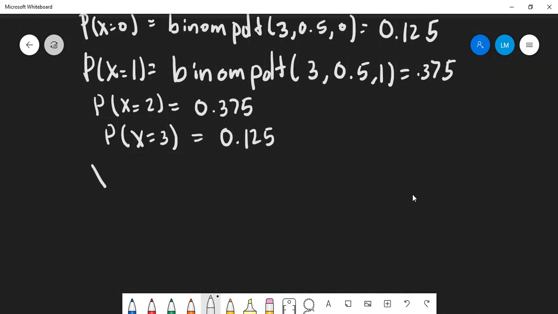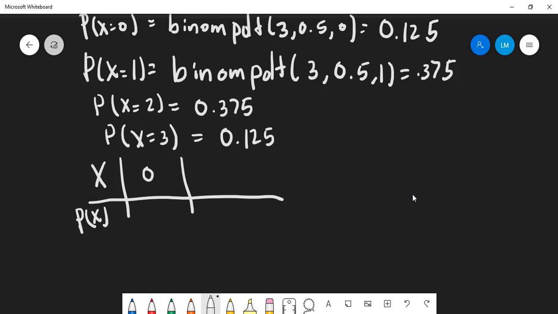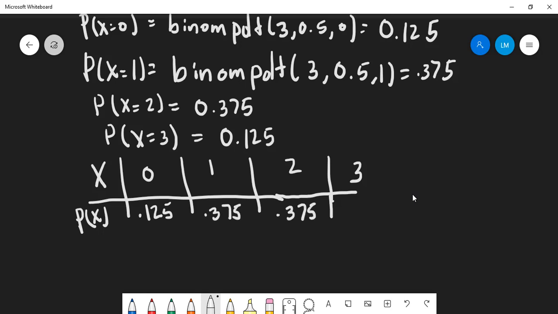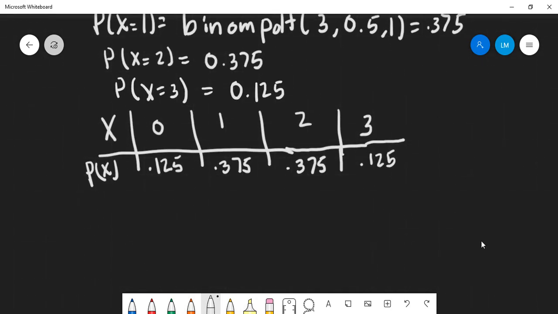So our table is x, and then we have p of x. x is 0, 1, 2, and 3. So we have 0.125, 0.375, 0.375, and that should be 0.125. So that's it. This gives us the probability distribution table for if we were conducting a coin experiment.